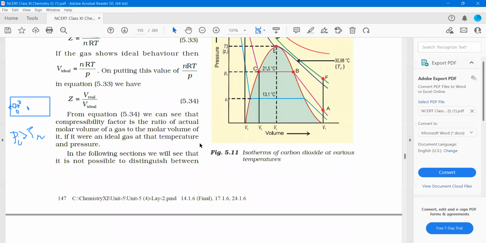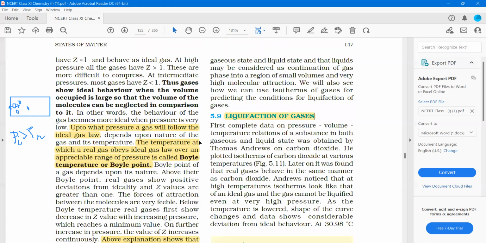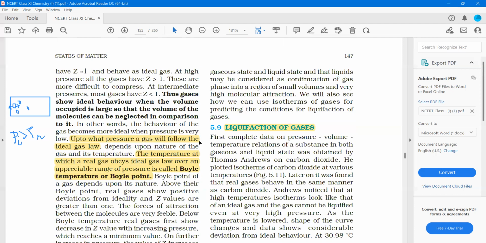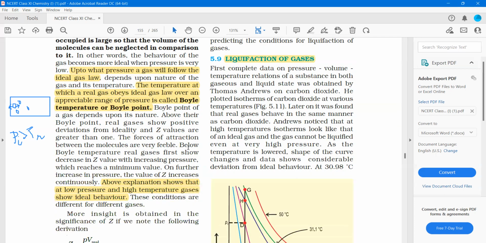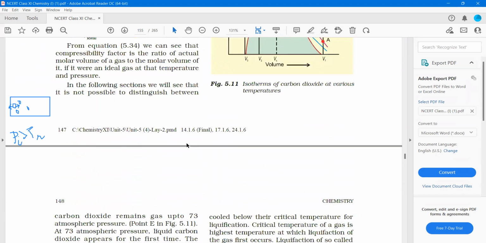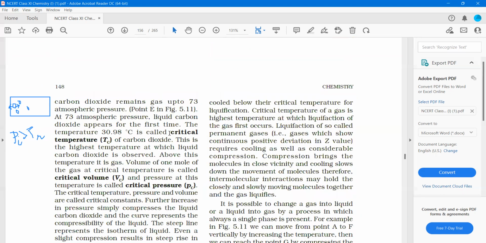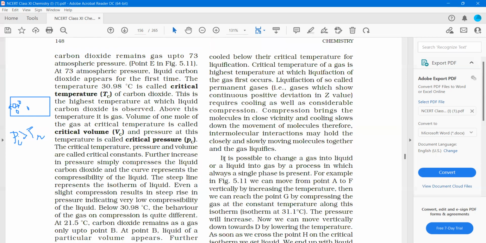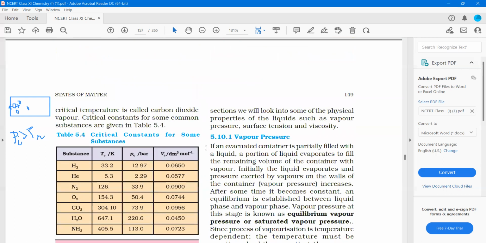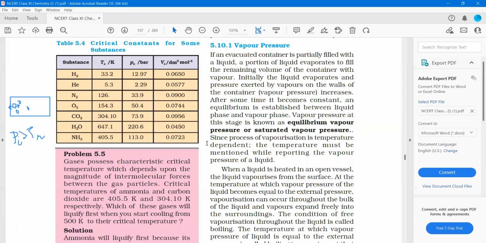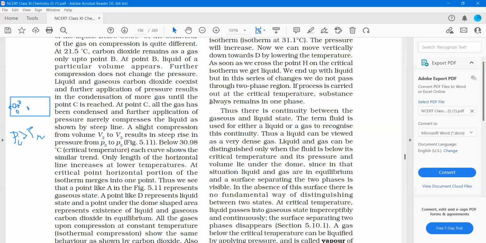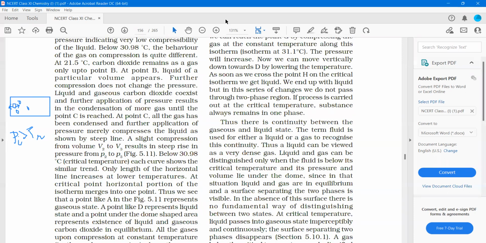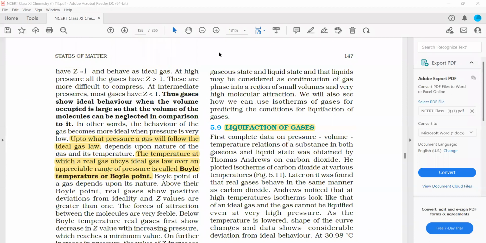Until now, we were talking about how you can liquefy a gas by compressing it and also by decreasing the temperature. So what are the other factors and how is it done? What is the critical temperature? We will also get to know about the critical temperature and critical pressure. All of this we are going to cover in the next lecture. For today's lecture, we will study only until here. From the next chapter, we will study liquefaction of gases. Thank you.